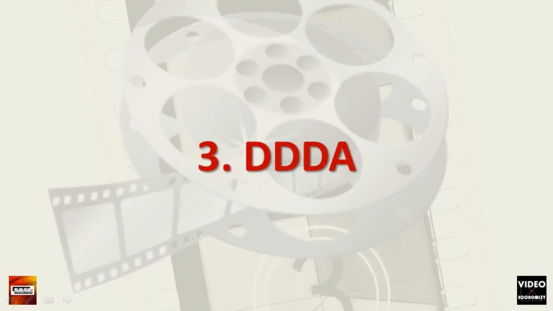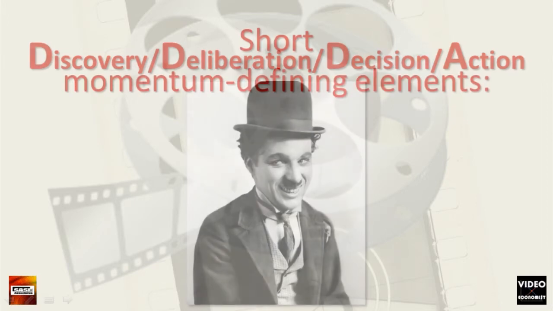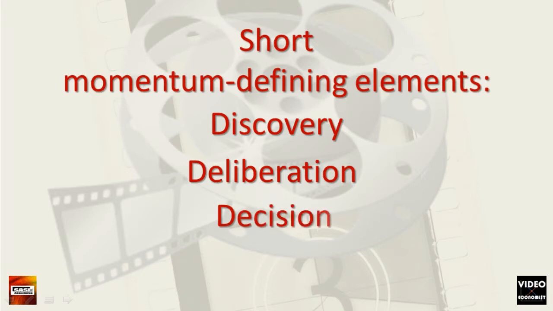Number three, DDDA: discovery, deliberation, decision, action. Though they are complex, momentum-defining elements tend to be short. We can decompose these moments into a series of shorter elements. Discovery, deliberation, decision, and action.